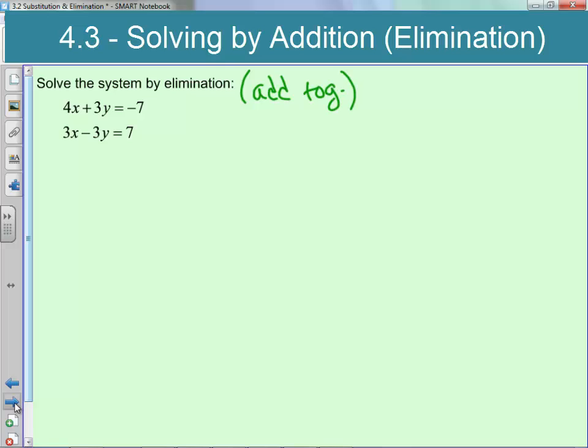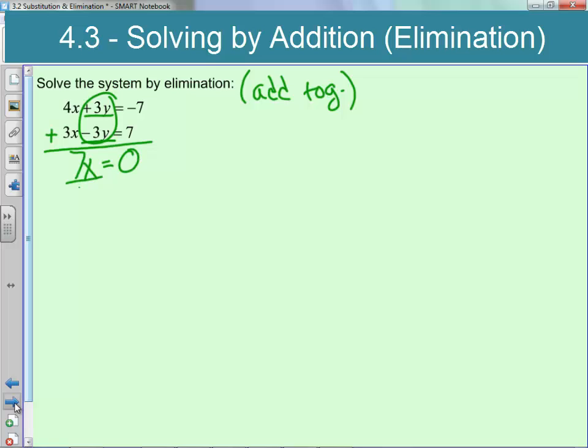The key thing being you need to have one of your coefficients so that when they add together you'll get 0. So notice in our case we have a positive 3y and a negative 3y. When we add these two equations together, we'll have 7x, 0y here, and negative 7 plus 7 is also 0.